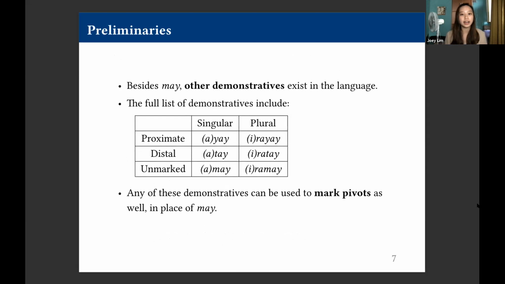Besides my, there are other demonstratives in the language. The table on the screen here shows the full list of demonstratives. We have a yai series, which are proximate demonstratives, a tai series, which are distal demonstratives, and a my series, which are unmarked demonstratives, which I'll be using throughout this presentation. Any of these demonstratives in the table can be used to mark pivots in place of su.